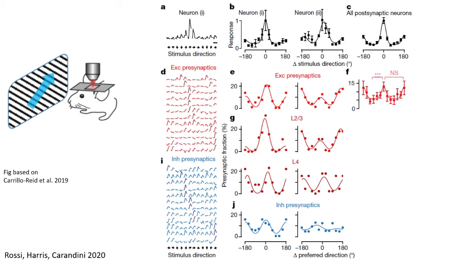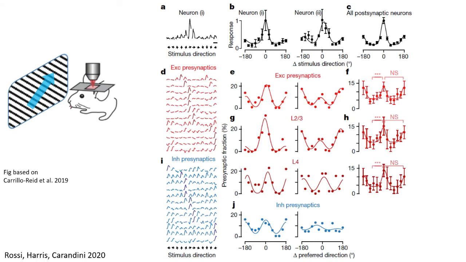Figure F here shows the average of all the excitatory presynaptic ensembles. Now this is a key figure. It shows that the presynaptic cells' orientation responses are significantly predictive of the target cell's response, implying that there is a causal role in the target cell's response. But the presynaptic cell's direction selectivity is not significantly predictive.